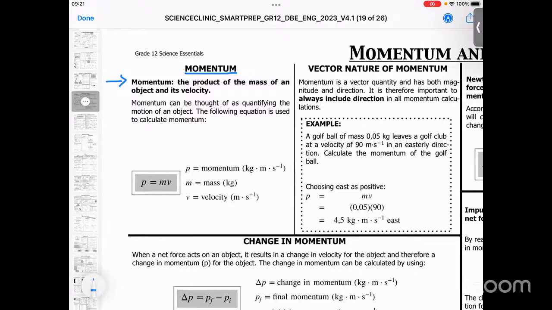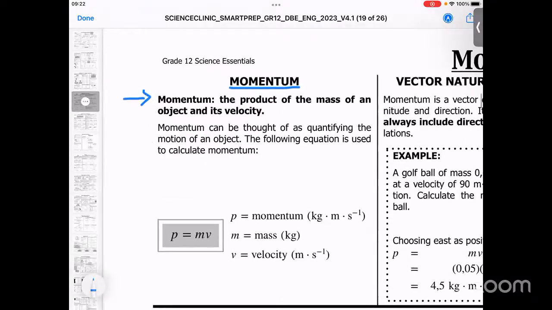The nice thing about physical sciences is that the definition itself already tells you what the formula is. So momentum is the product of the mass and velocity. That is the shortest way to remember what momentum is. The product of mass and velocity. So to speak an English that makes sense, we will therefore say it is the product of the mass of an object and its velocity.